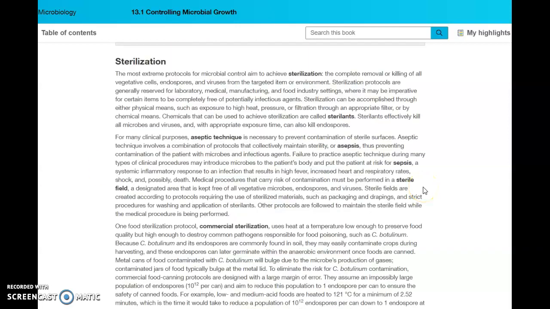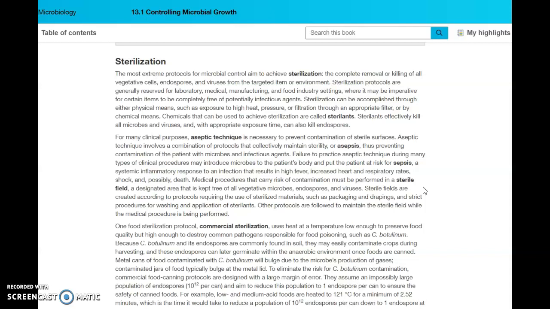Now let's discuss some of the terminology that we're going to use as we consider methods to control growth. Sterilization is the removal of all vegetative cells, endospores, and viruses. So we are going to make something sterile, completely free of any and all microbes. The chemicals that achieve sterilization are called sterilants. Sterilants will kill microbes and viruses, and with a long enough exposure time can also kill endospores. That's why they're referred to as sterilants, because they do achieve sterilization.